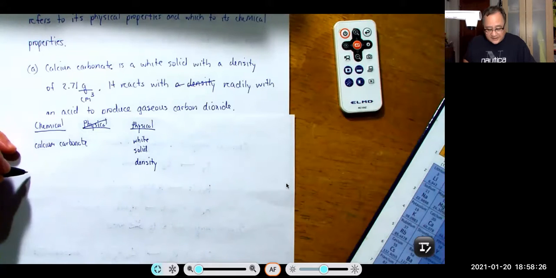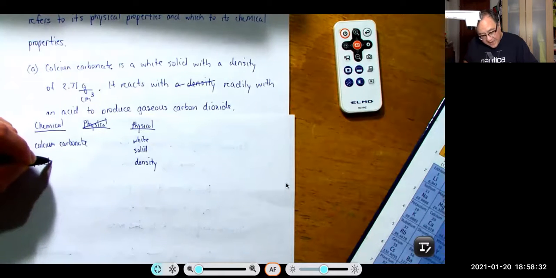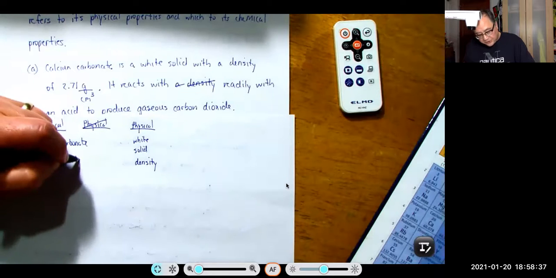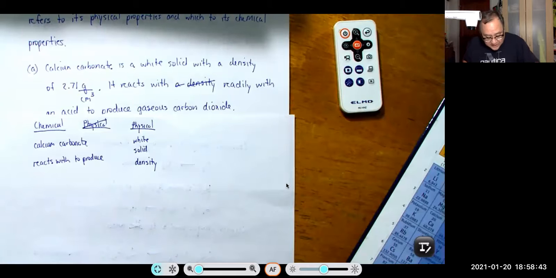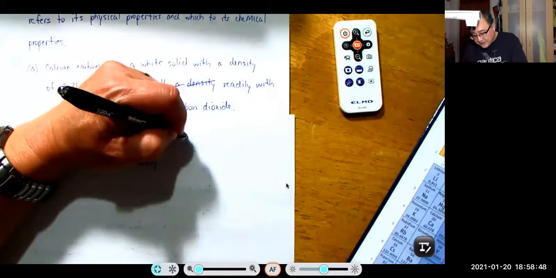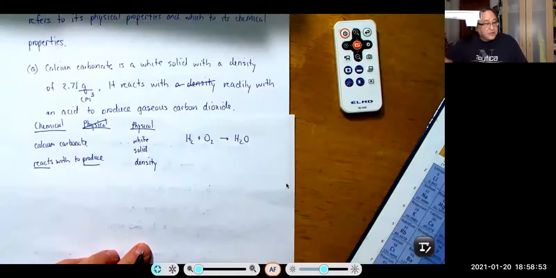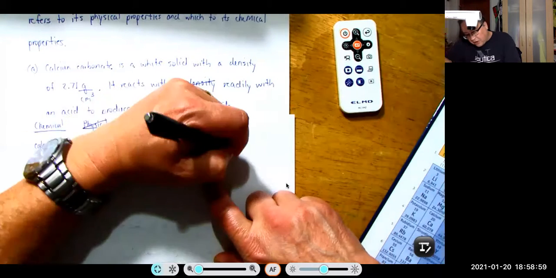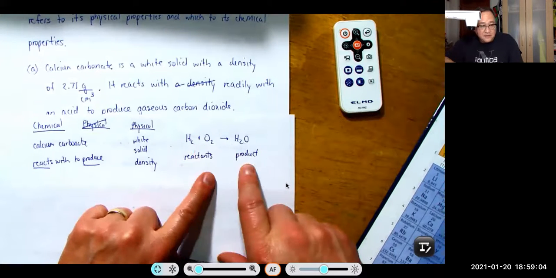Okay, let's see. Reacts with. Reacts with. To produce. That is a chemical change. These are key words for reactions: react and produce. And in fact, if we go back to this example here, the reactants are on the left side and the products are on the right side. So these guys react to become these products.